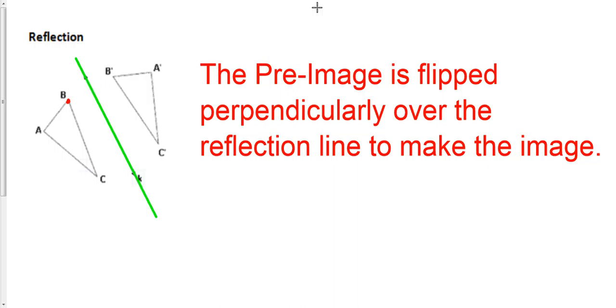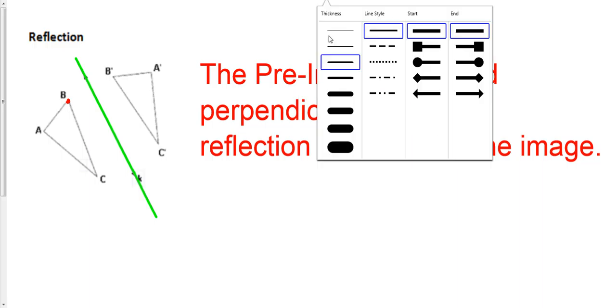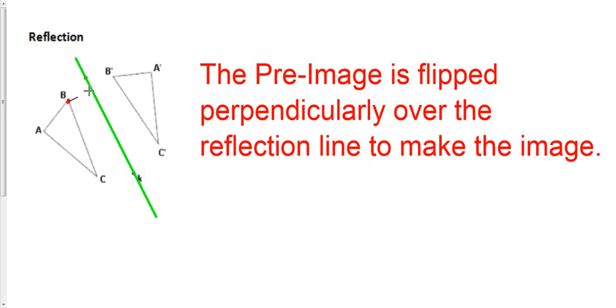One way you can think of this is drawing a line that's perpendicular. So these make a right angle. This side has to be just as long as this side. And that's how we would find B prime then. So this was just reflected over that line. Same thing with A all the way over to A prime, C all the way to C prime. They were reflected or flipped perpendicularly over this line, the green line of reflection, to find the new points.